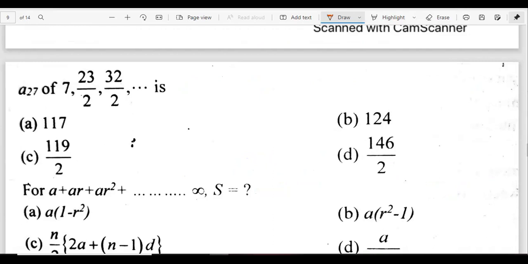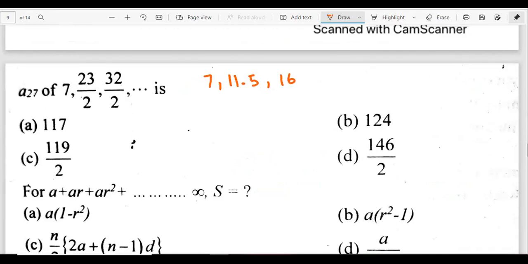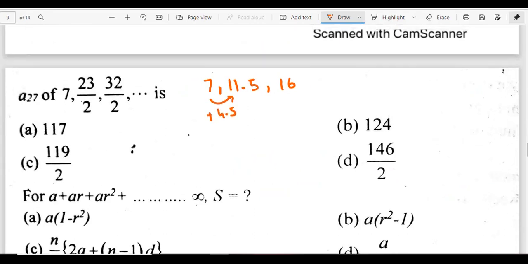Obviously, if you look at it this way, we don't understand it. Write it down this way: 7/2, 6/2, 5/2, and now think about it. Find the difference. It is the same each time, so it is an arithmetic progression.